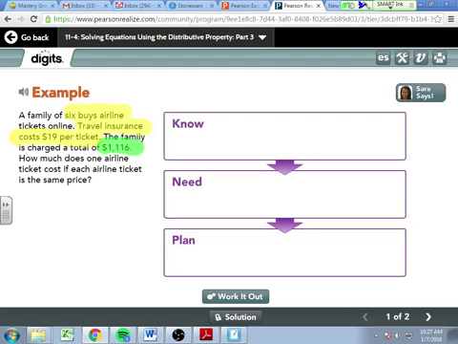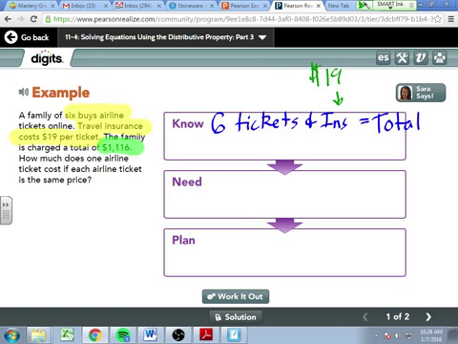So in your know box, K-N-O-W, not N-O, we know there's 6 tickets and insurance, which I'm going to abbreviate by INS, and that'll equal my total. Now we know that the insurance is $19. And we know that the total is $1,116. So we can replace with what we know, but the problem is this tickets plus insurance has to be together. And this ticket is the price of each ticket.